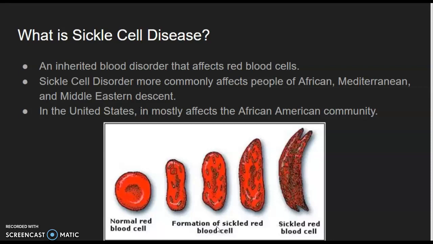What is sickle cell disease? Well, it's an inherited blood disorder that affects red blood cells. Sickle cell disorder more commonly affects people of African, Mediterranean, and Middle Eastern descent. Also, in the United States, it mostly affects the African American community.